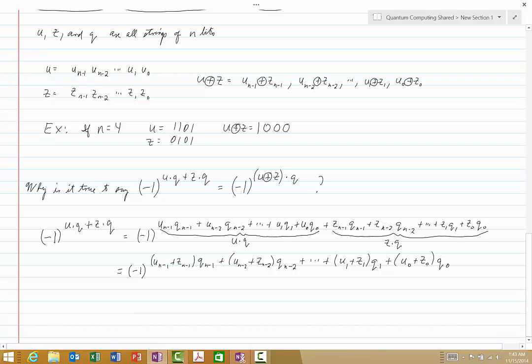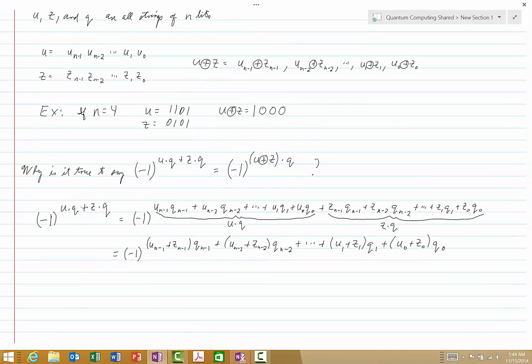That's just a matter of rearranging these two n terms that we have up here in the exponent of -1. We have just rearranged them and then factored the different pairs. Now, let's look at each one of these terms in the exponent.